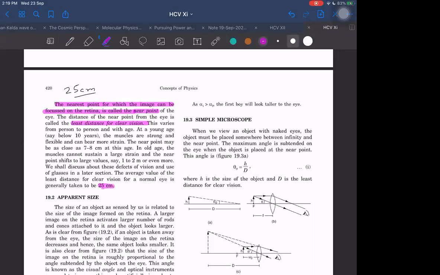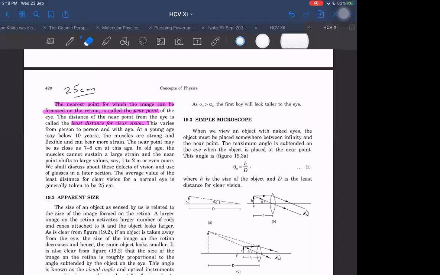We should take 25. But if some additional information is given by which we are getting it to be 20 centimeter, then you take that only. Then you believe that data given, because otherwise also it is not a hard and fast rule that much. But yes, on an average we take it to be 25. When nothing else is mentioned, then we should take it 25.